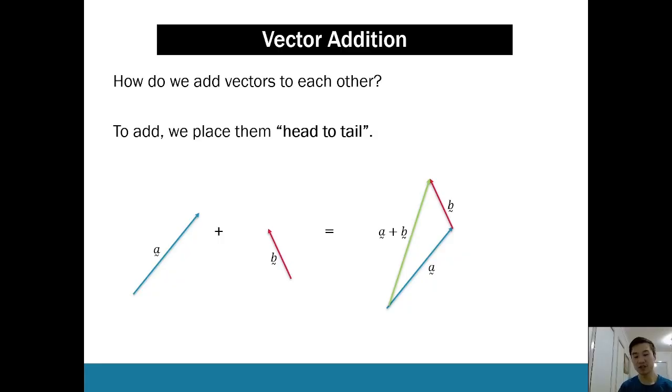And remember, in order to add vectors together, we place them head to tail. So basically, you just put the tail of the second vector onto the head of the first vector. Then you draw the resultant vector, starting from the tail of the first vector, pointing towards the head of the second vector. So here you can see when we're adding A and B together, A plus B will look like this green vector here.